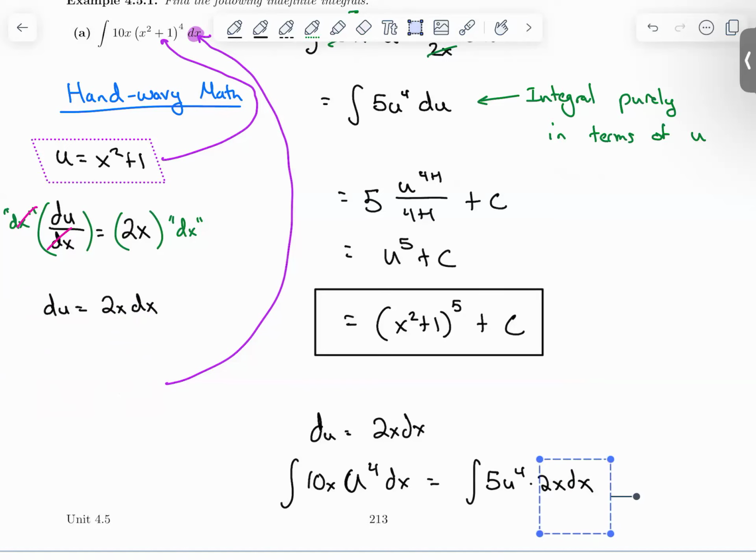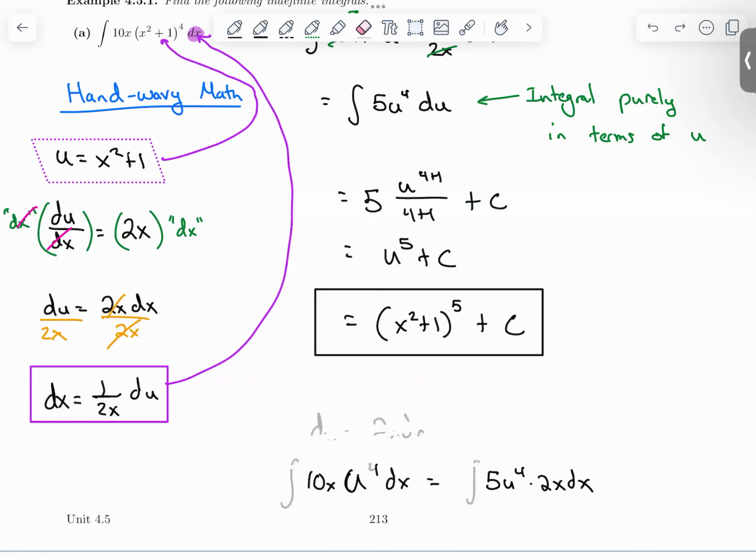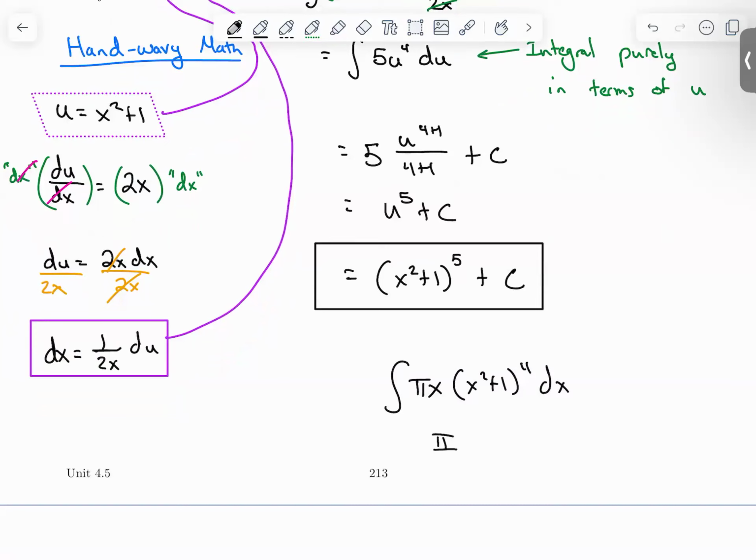It's perfect. It's fine if everything is nice and neat. Like if it already is 2x times x squared plus 1 to the 4th, not too terrible. If it is 10x, not too terrible. But what if the integral was something like this? What if instead of being 10x, it was the integral of pi x times x squared plus 1 to the 4th power dx? There's not really a way to get a 2x out of pi x. You have to do something really, really annoying. You have to do pi over 2 times 2x. And it works. It's totally fine, but it's just something that I find to be a little bit tedious.